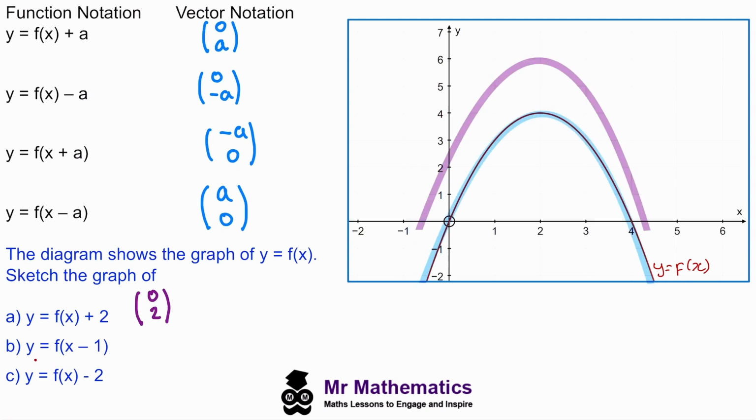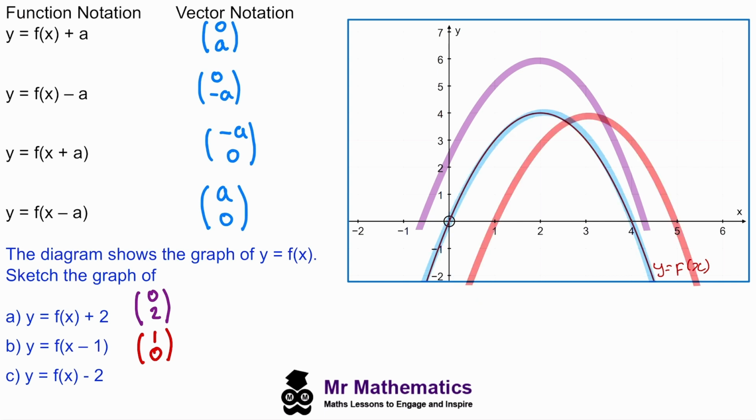And for question B, if we've got y equals f of x minus 1, and the negative 1 is in the brackets, we're going to translate the x values. So we'll use this vector, where we'll have 1 in the horizontal and 0 in the vertical. So we're moving the blue curve 1 unit to the right.